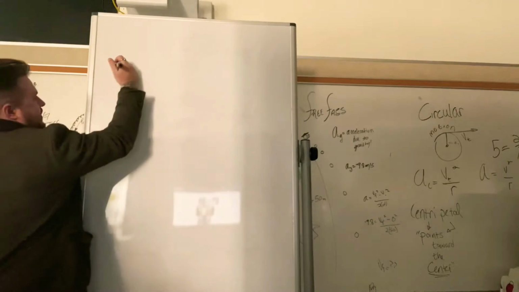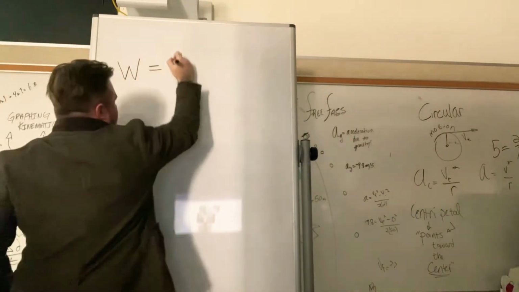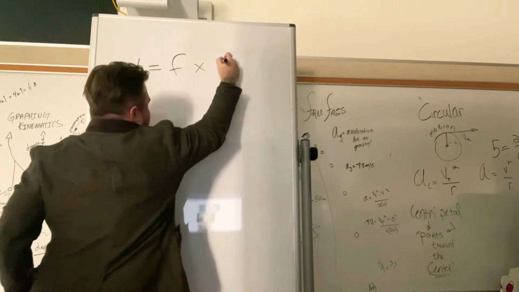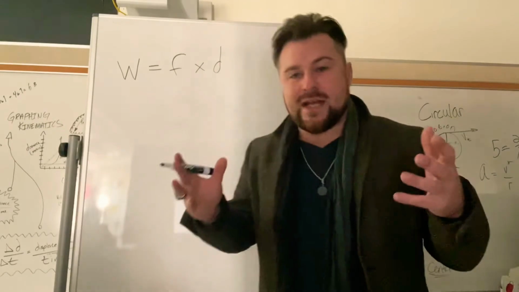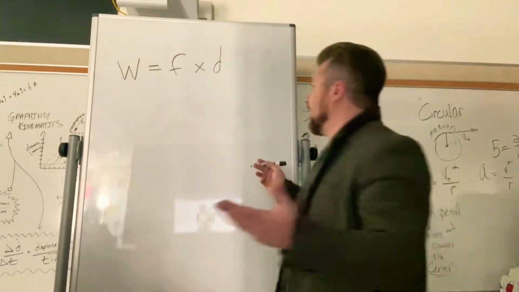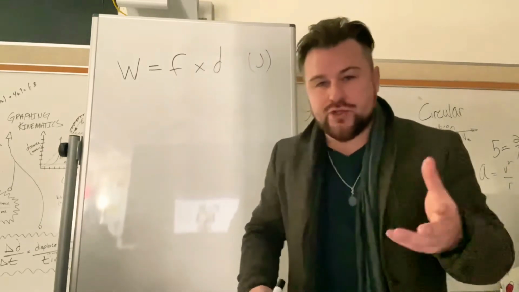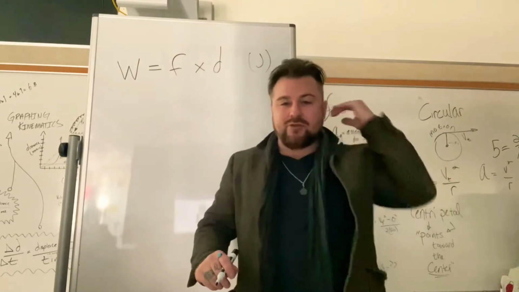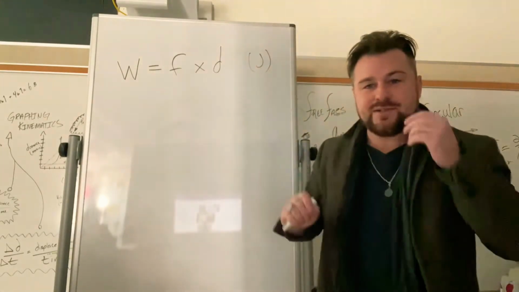W is work, and that equals force times displacement, F times D. All you have to do is multiply force times displacement, and you get work. And this is in joules, the unit named after a French guy. So work is force times displacement.